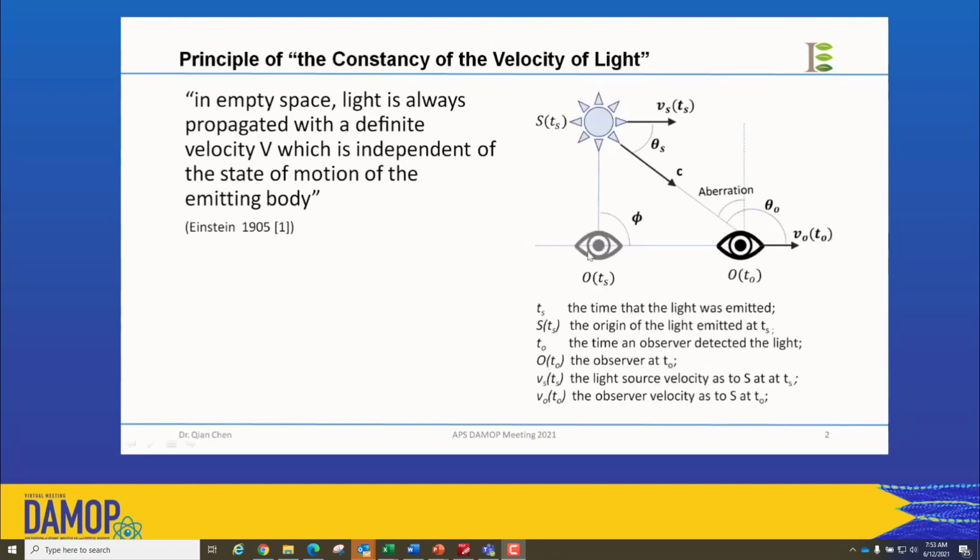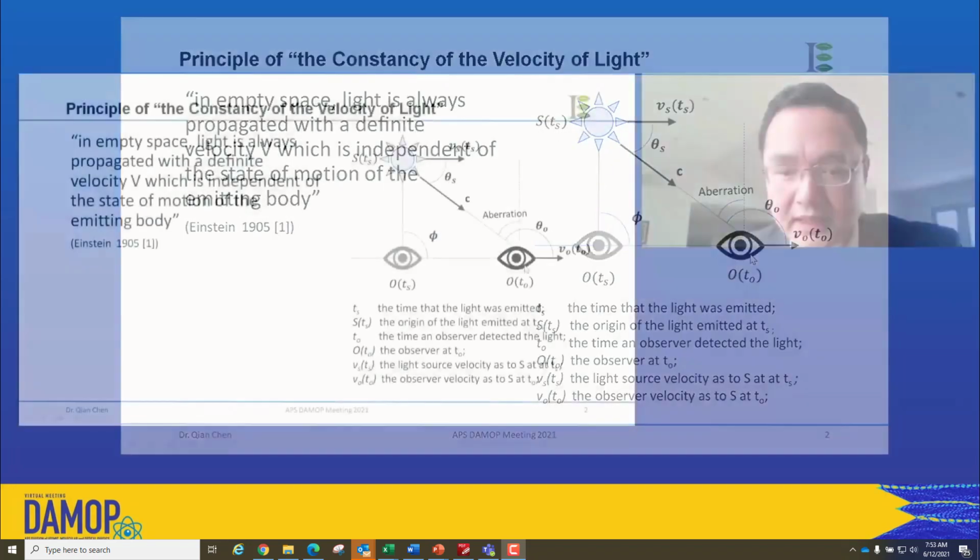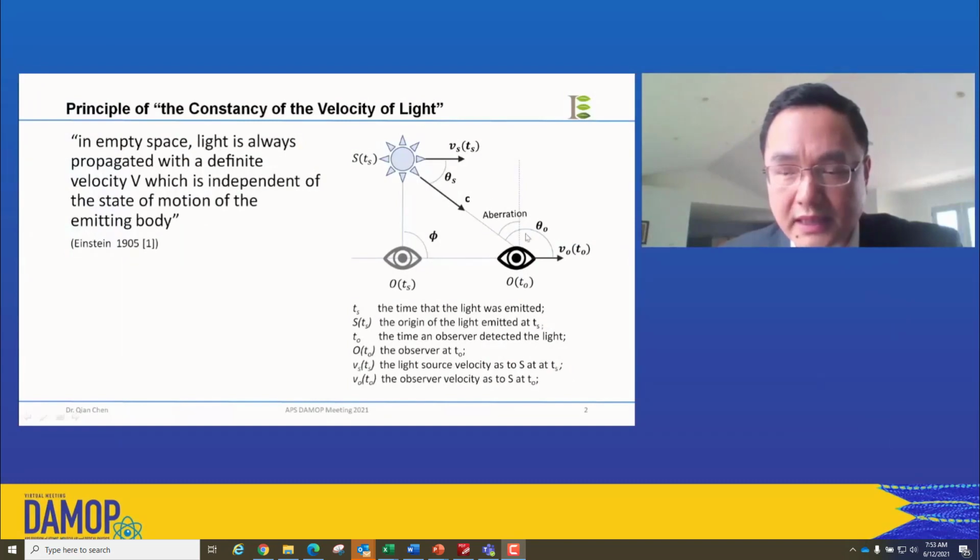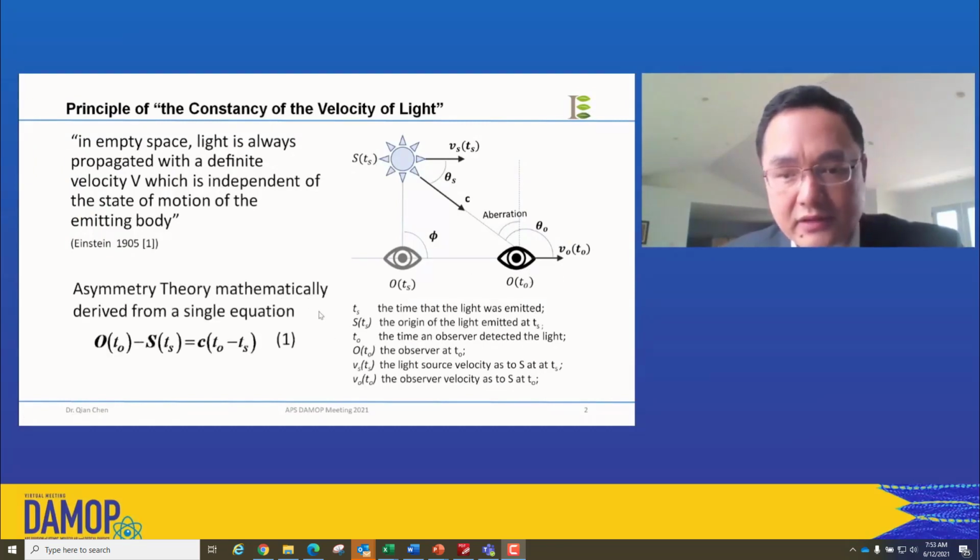Some quick definitions. S is the origin of the light, and O is the observer. Vs and Vo are their velocities, Ts is the emission time, and To is the detection time. Based on these definitions, this principle can be represented by equation 1, very simple. And amazingly, many important results can be mathematically derived from this single equation.